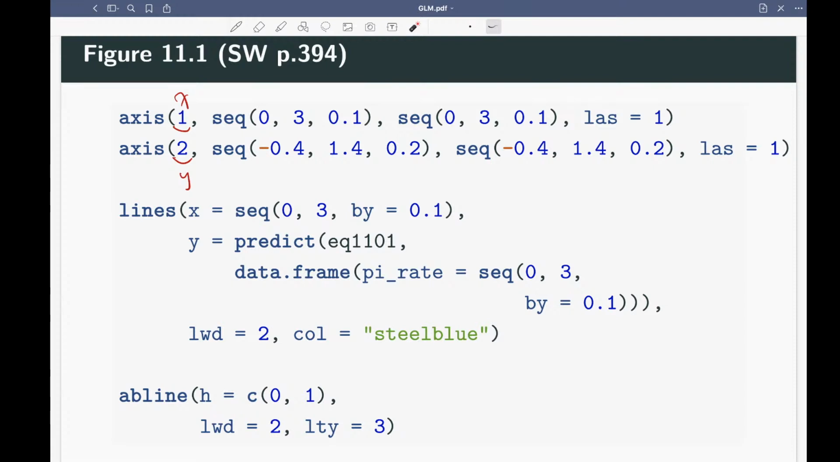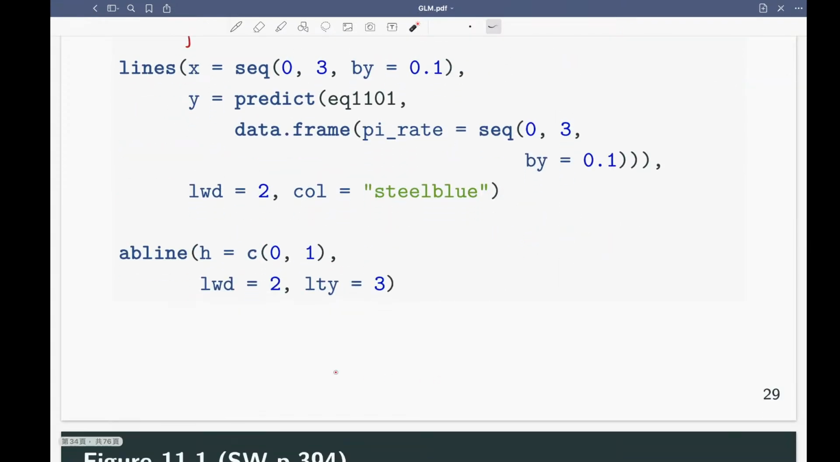And next, I want to draw the lines of the regression. So for the x value, I want to demo from 0 to 3. And for y, I want to use the predicted value for this model. So I should input the model, and next I should use the x value for the prediction. Okay, so I use the steel blue color for the regression line.